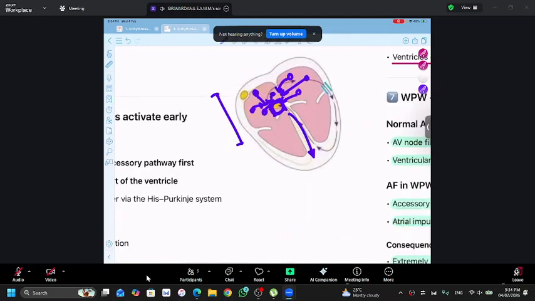But say, you have this accessory pathway, imagine.